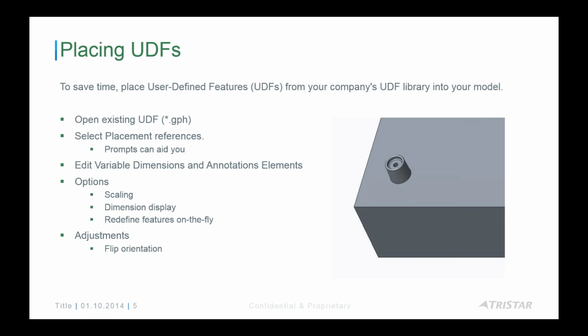When we place UDFs, we can save a lot of time when modeling because we're using a library of previously used features. We don't have to redefine or recreate the features. What we'll do is open up a UDF to place on the model. We'll select the placement references that are required. If we enter prompts into the UDF when we create it, they can help aid us in placing or selecting those references. We can edit any variable dimensions or annotations, and then we have options for scaling or displaying dimensions or reducing features. And then finally, we can adjust the UDF when placing it by flipping the orientation.